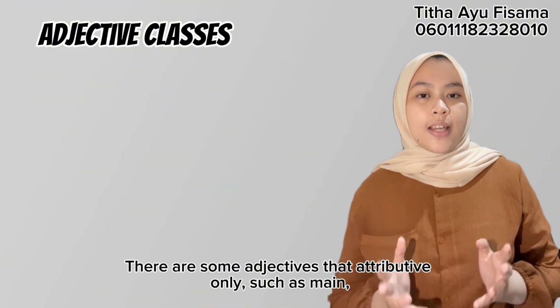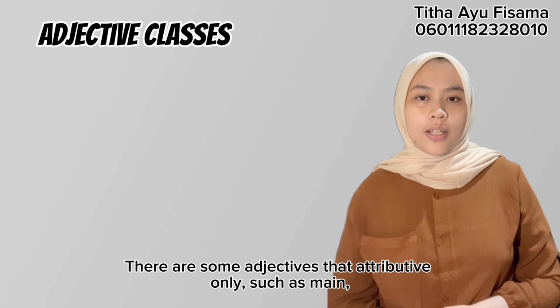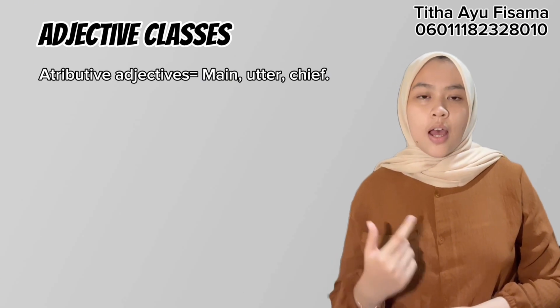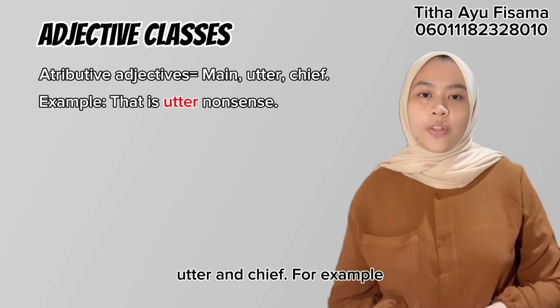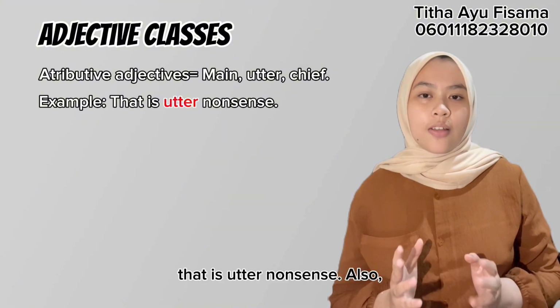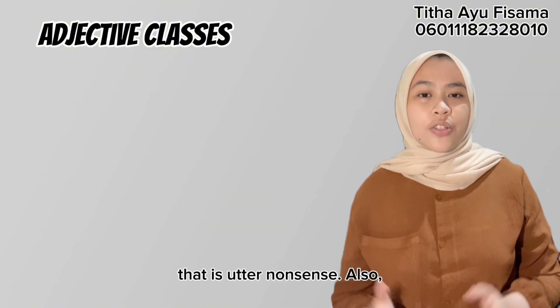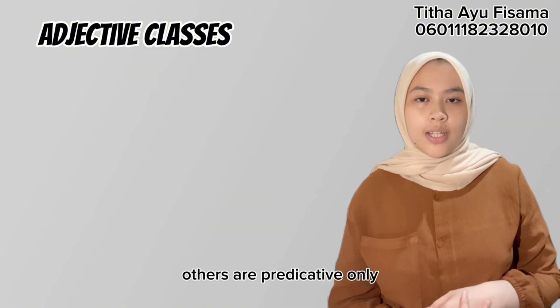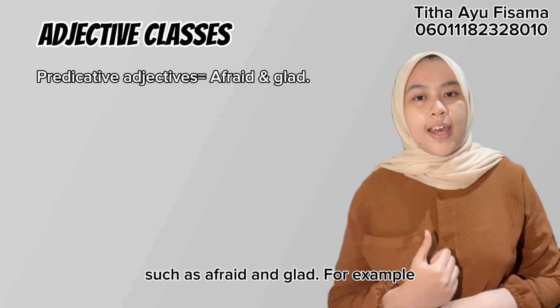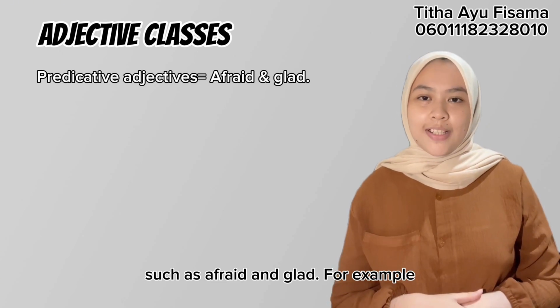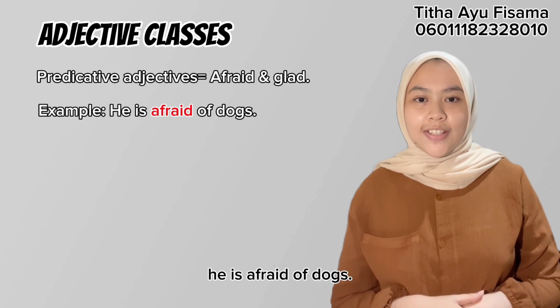There are some adjectives that are attributive only, such as main, utter, and chief. For example, that is utter nonsense. Others are predicative only, such as afraid and glad. For example, he is afraid of dogs.